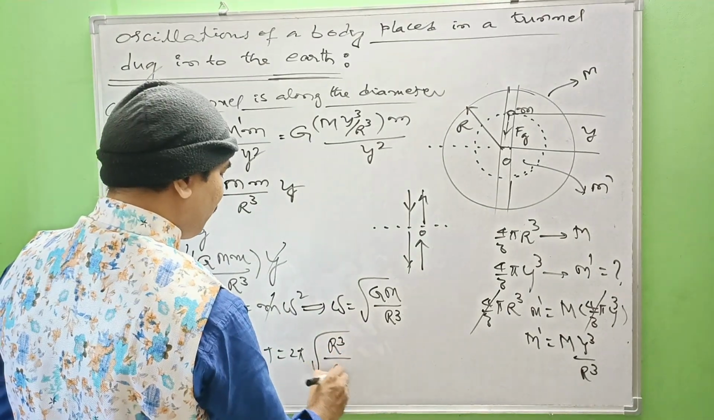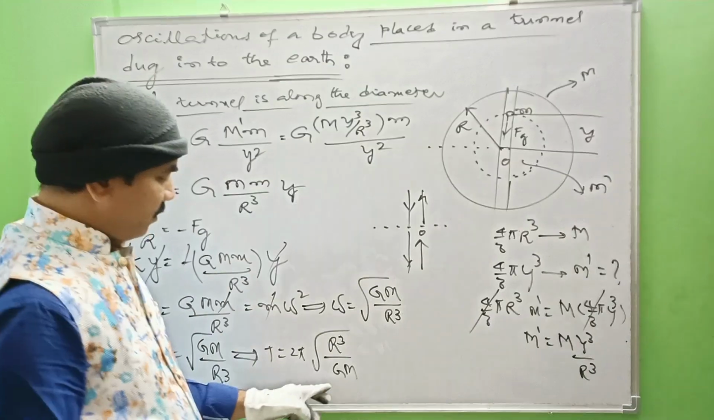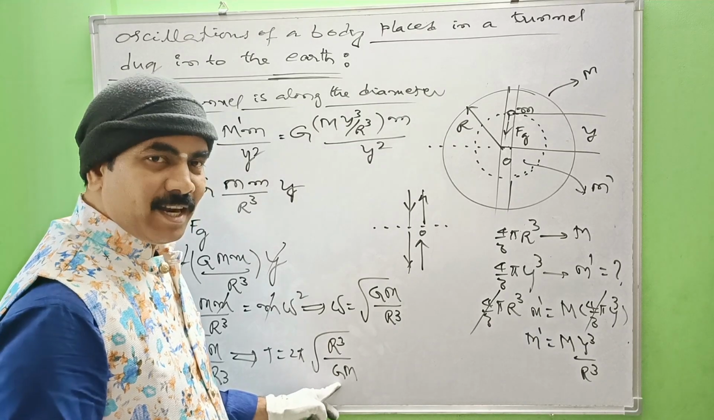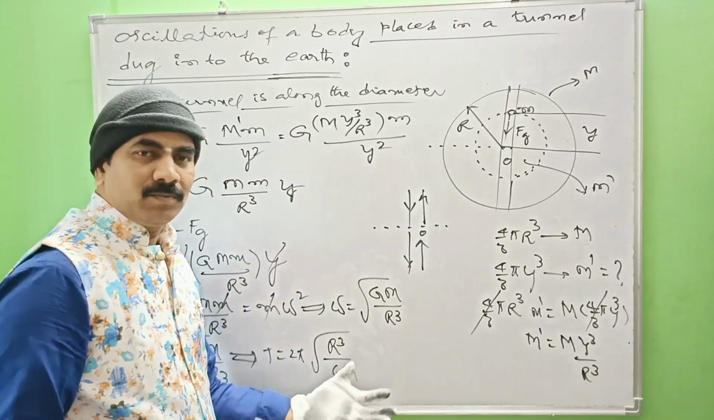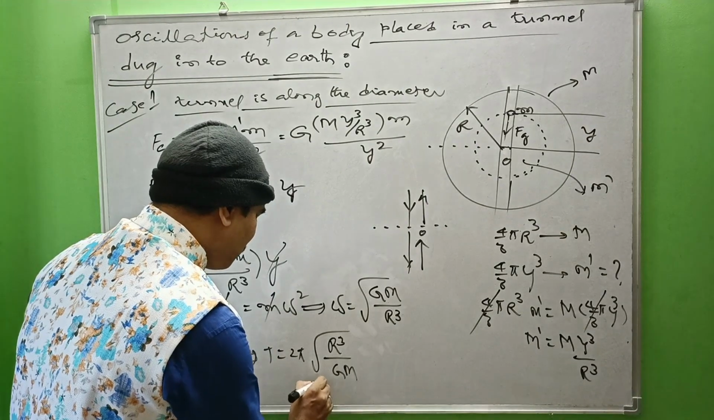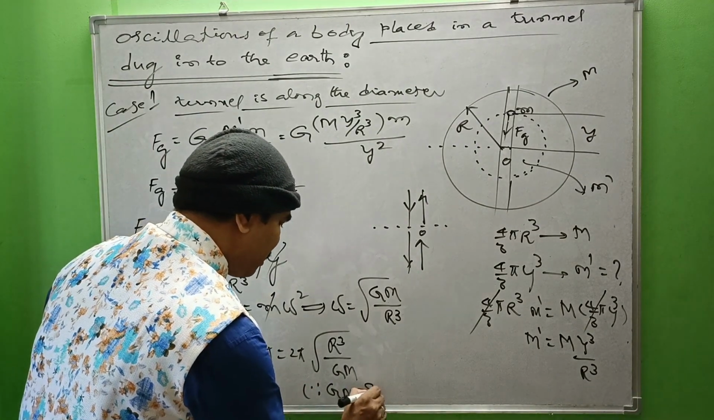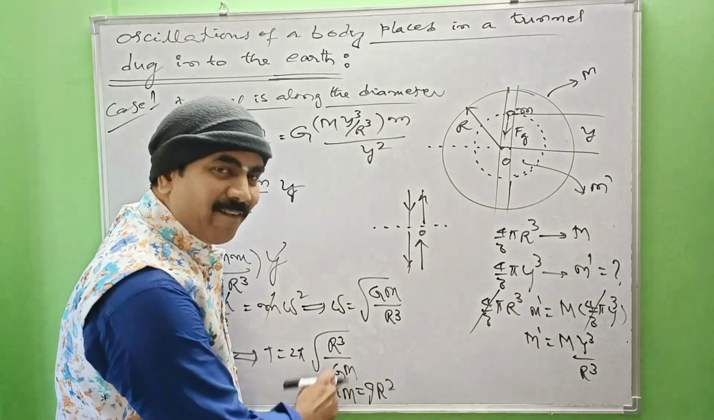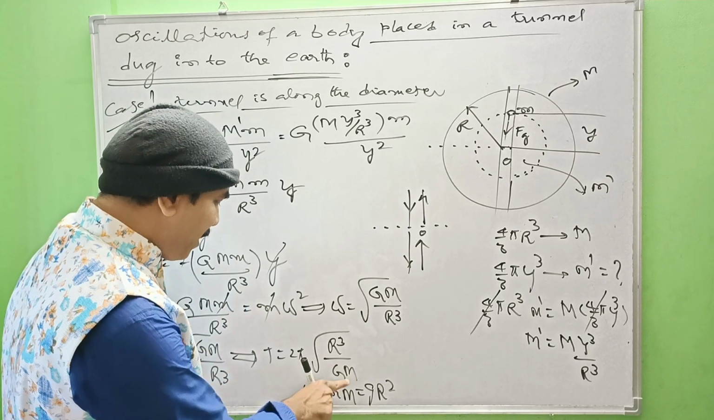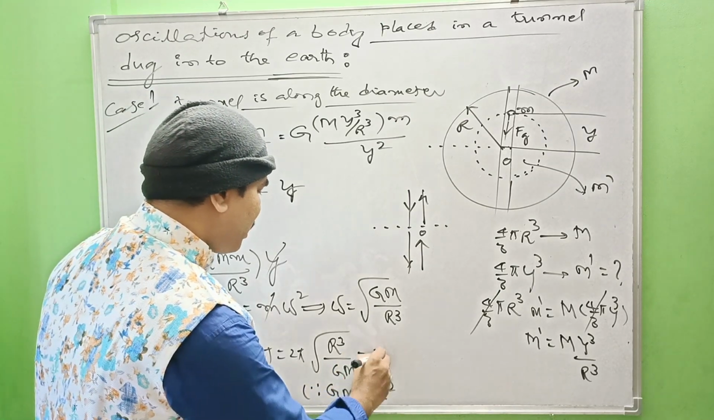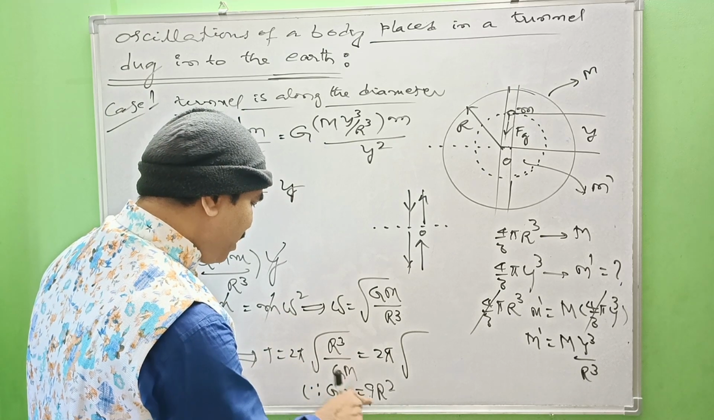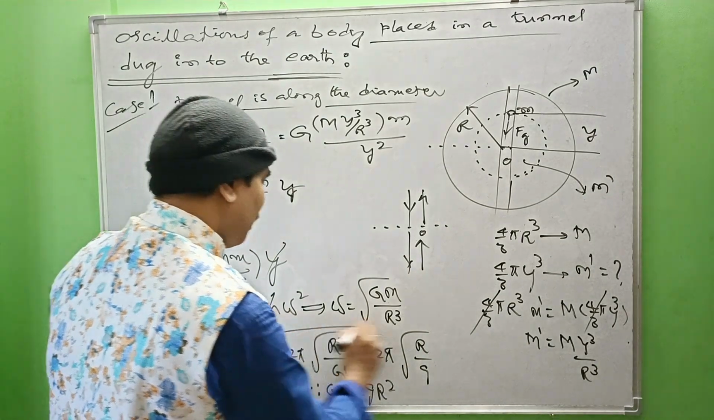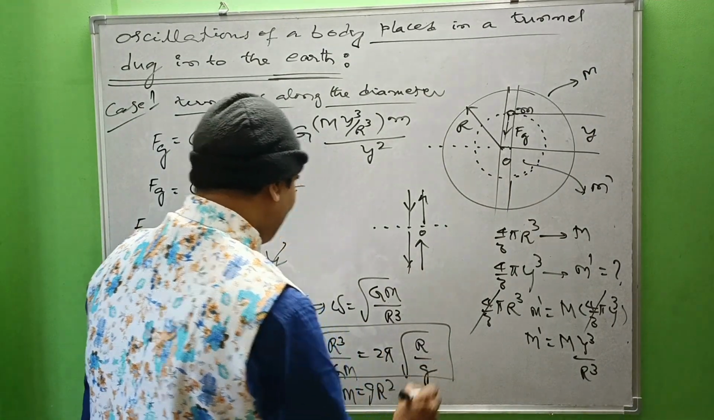R cube by GM. Now but what is GM? G means it's not acceleration due to gravity, that is the gravitational constant, into mass of the planet. So GM equals gR square. We know that GM equals gR square, this is the relation between acceleration due to gravity and gravitational constant. So replace GM by gR square, which gives 2 pi root over R cube by gR square, that is R by g. So this is the ultimate relation.